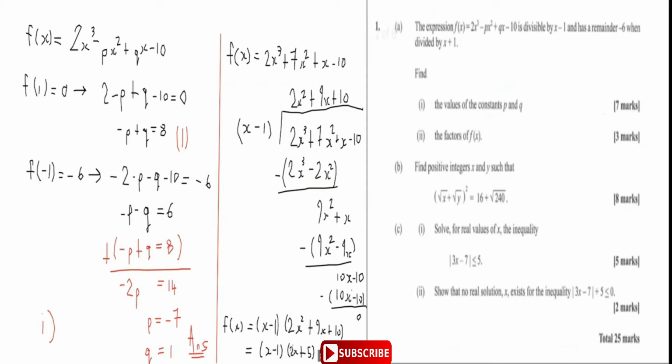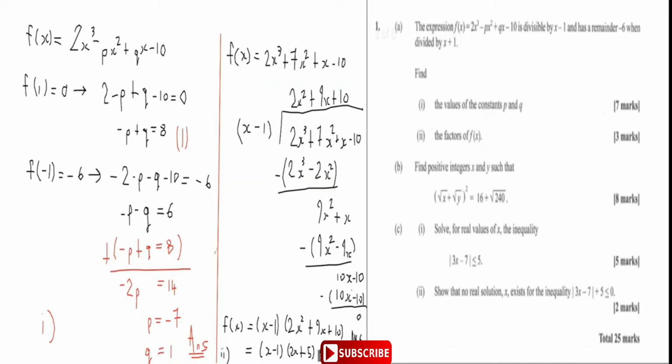X minus 1, 2x plus 5, x plus 2. All right. So these are the factors of f of x. All right, nice and easy. So let me write it down in part 2. This is part 2. That's the answer. Those are the factors. Nice.